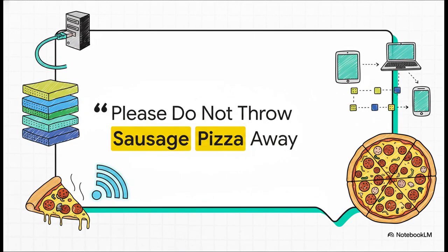Here it is. We're going to learn the layers from the bottom up, from layer 1 to 7. Just remember this sentence. Please do not throw sausage pizza away. Physical, data link, network, transport, session, presentation, application. See? It's a classic for a reason.